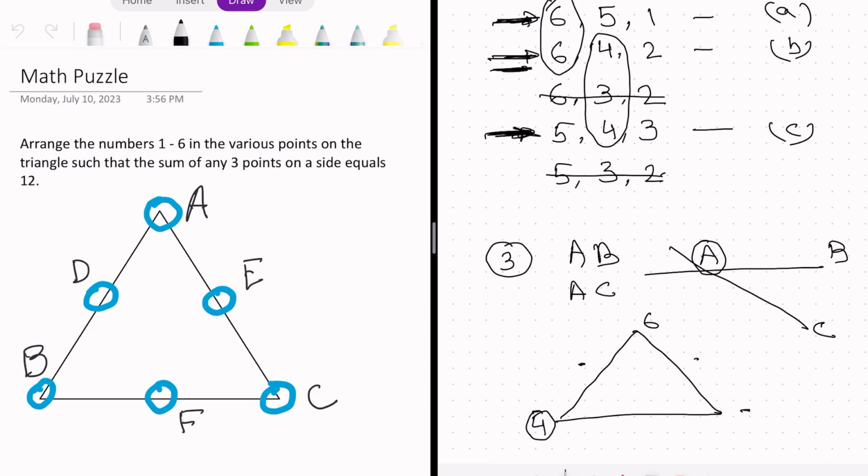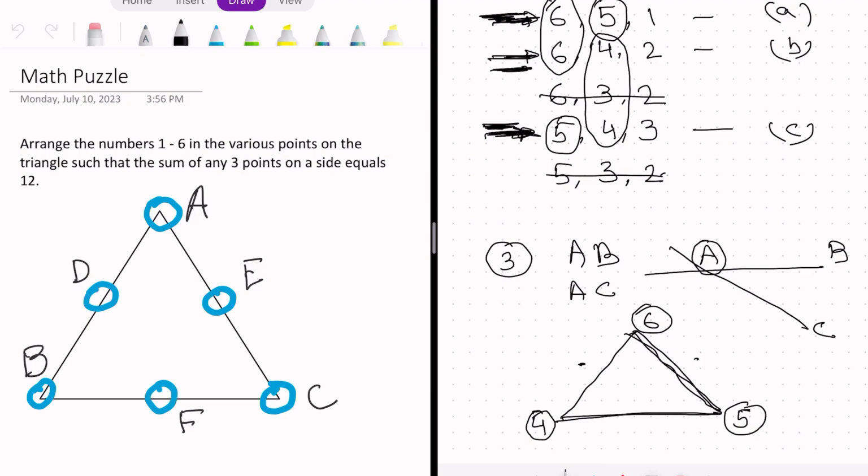Now let's look at lines A and C. And the common point here is 5. Which means if these two lines are intersecting, then this corner has to be 5. So there we have the corners, which are the common points between any two lines: 6, 4, and 5.